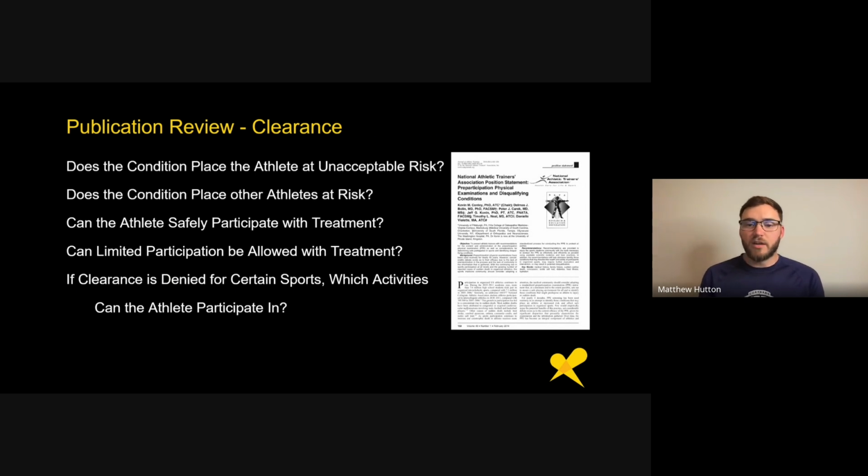Are they going to have some kind of limb loss because of this previous injury? Probably not. So unacceptable risk is going to be something more catastrophic, where they're going to have threat of either life or limb. Next would be, does the condition place other athletes at risk?